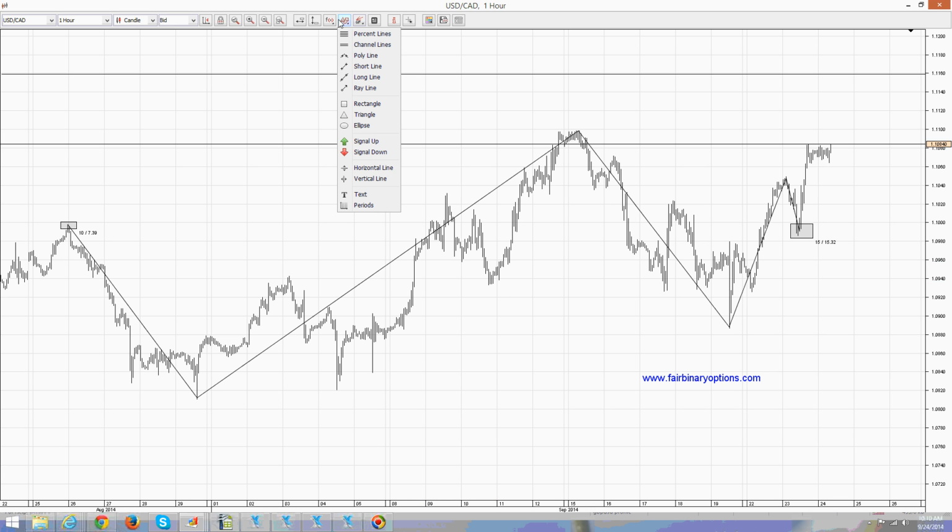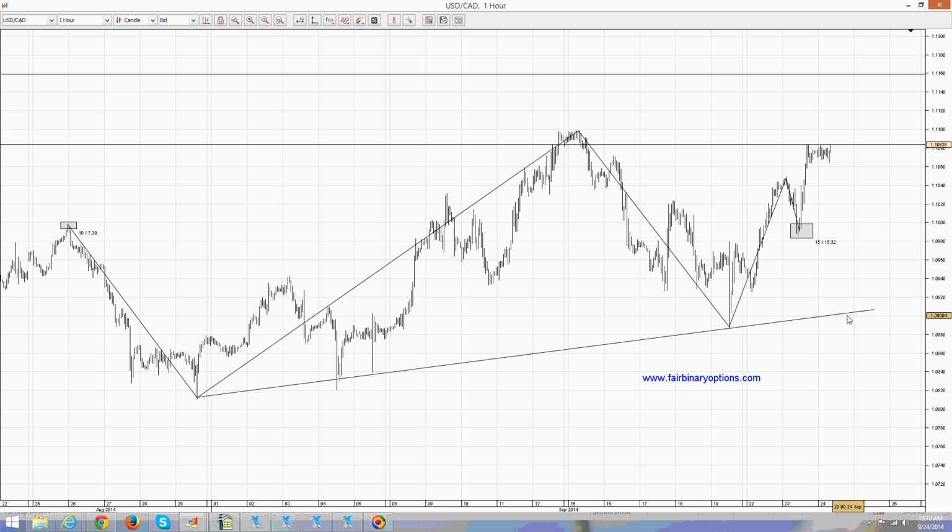And like any contracting triangle, this one is traveling within the A and C and B and D trend lines. It looks like this. This would be the A and C trend line. This would be the B and D trend line.